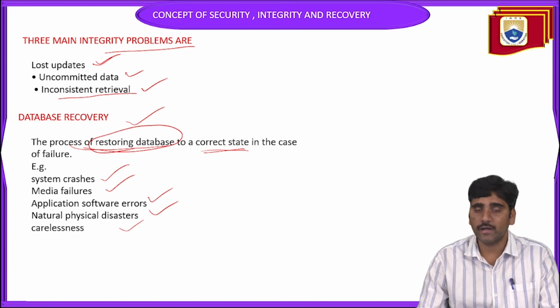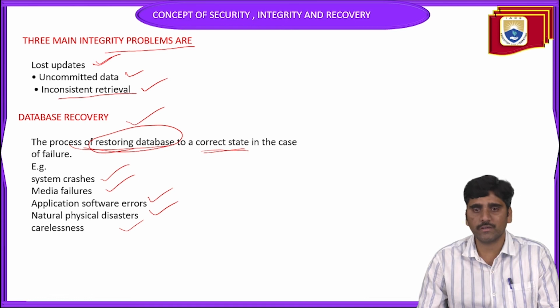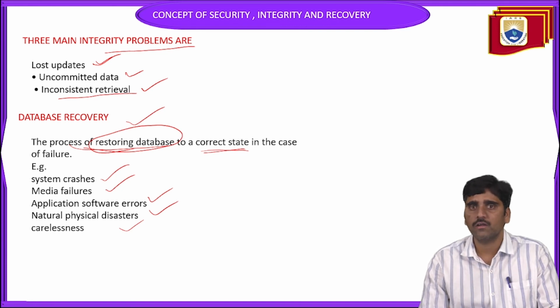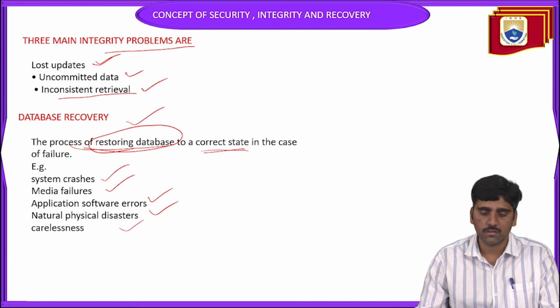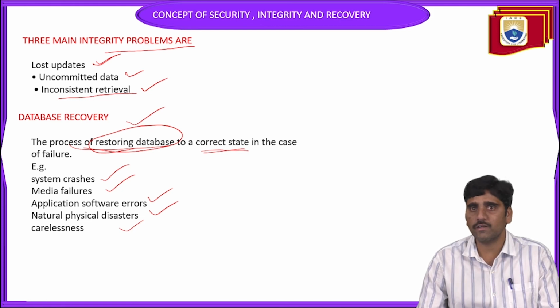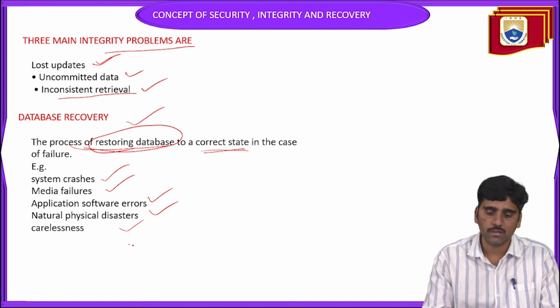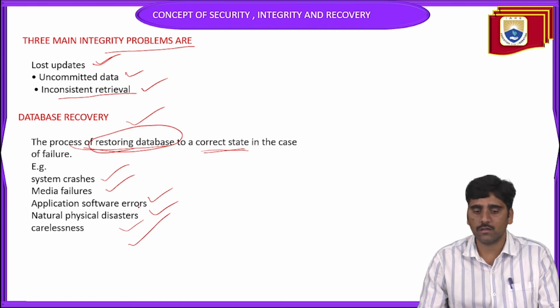Natural physical disasters: due to rain or weather effects, some places will not support keeping the database, so at that moment the data is going to be lost. And carelessness: if you do not have discipline or carefulness in maintaining the database, then definitely you are losing your data. So these are the causes of database loss, and then the recovery process.